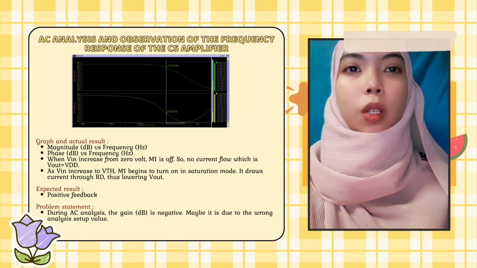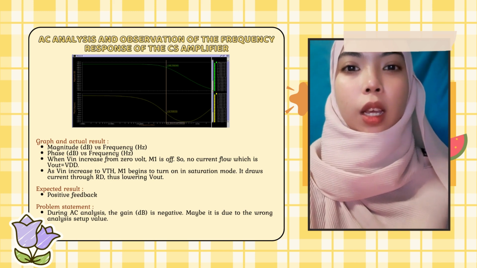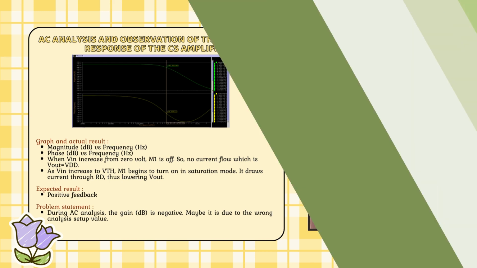The feedback network shifts the phase of the amplifier output by 180 degrees at the oscillation frequency to give positive feedback, but we get negative feedback, which is due to wrong analysis setup.